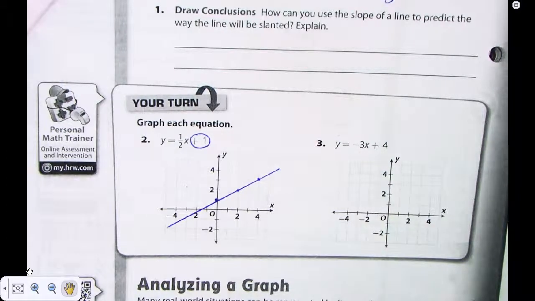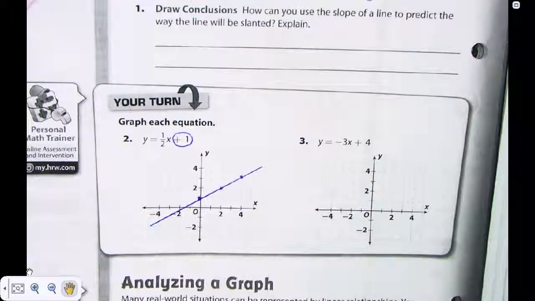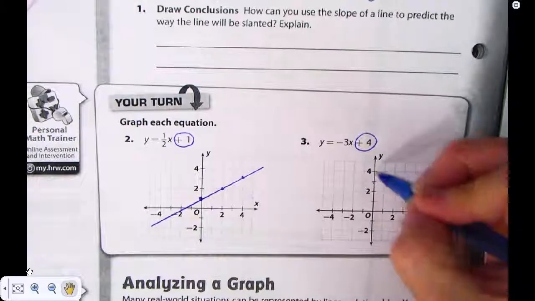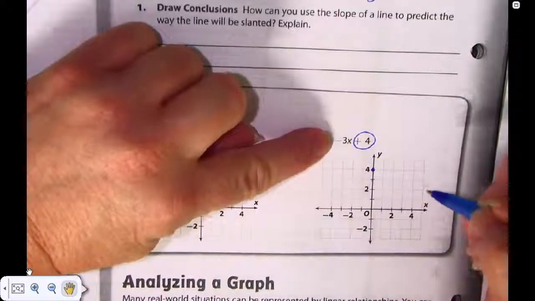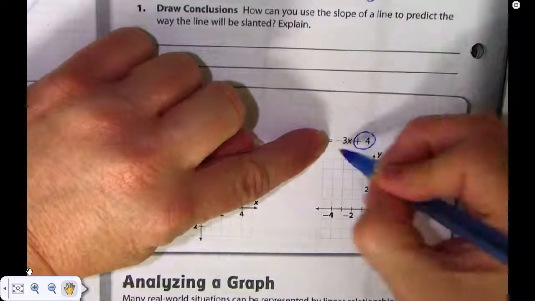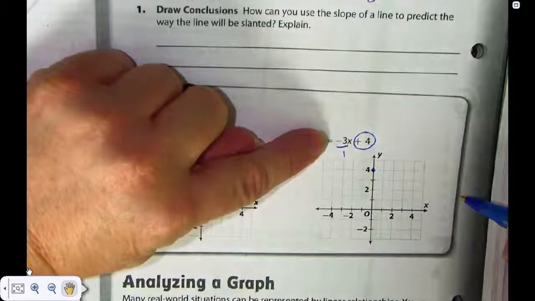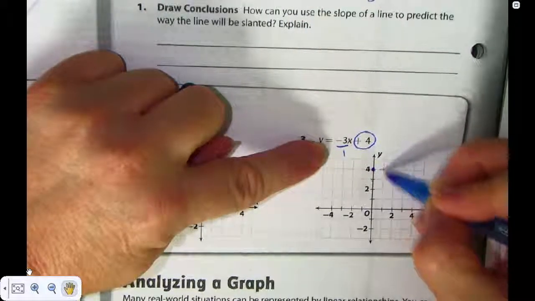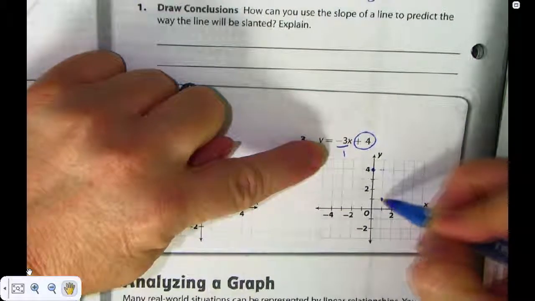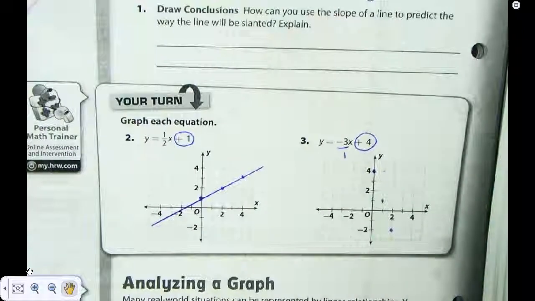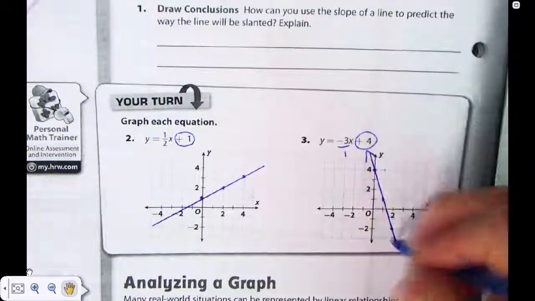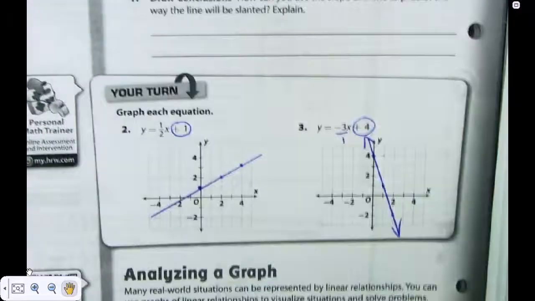Number 3, which one's the slope? -3. What's the y-intercept? 4. So we're going to start at what? 4. Now I only have a rise. I need a run. So I'm going to put it over 1. -3 over 1 is the same as -3. So I'm going to run 1, down 3. Why am I going down? Good. Run 1, down 3. Hey, it's a slope of -3. And my line is going down. How about that?